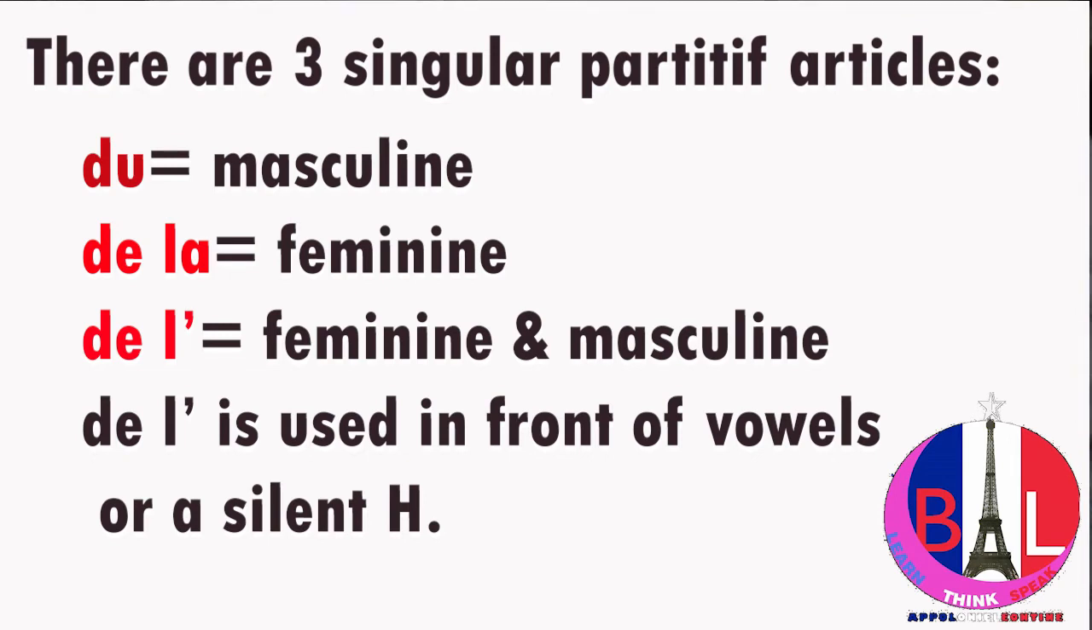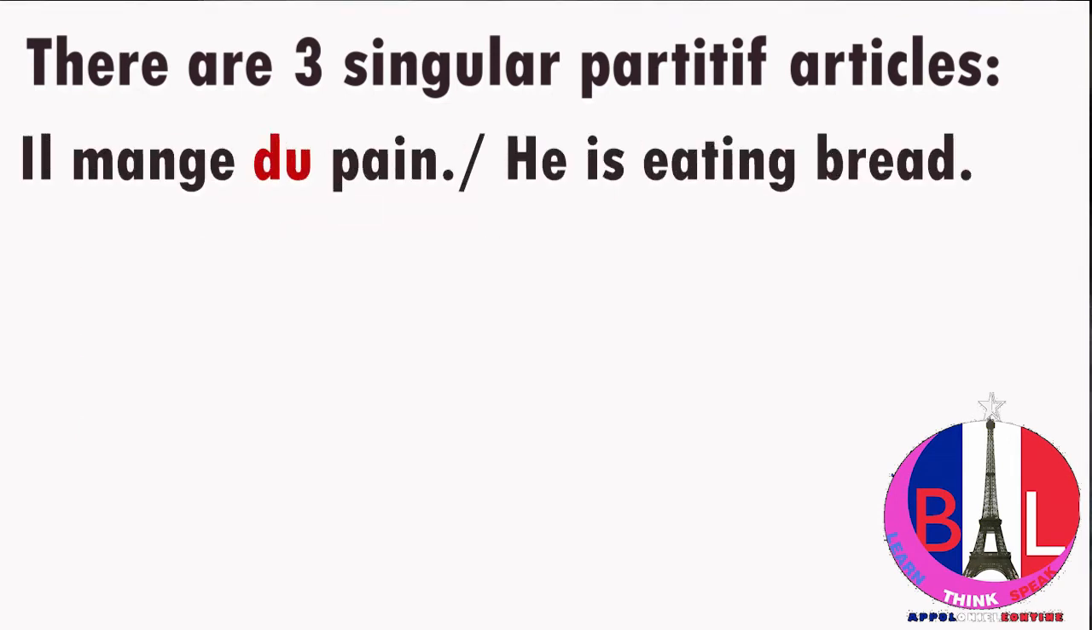Now let us give some examples here. Il mange du pain. He is eating some bread. Pain is a masculine noun, and here it is uncountable. That's why we use du. Du pain, some bread.